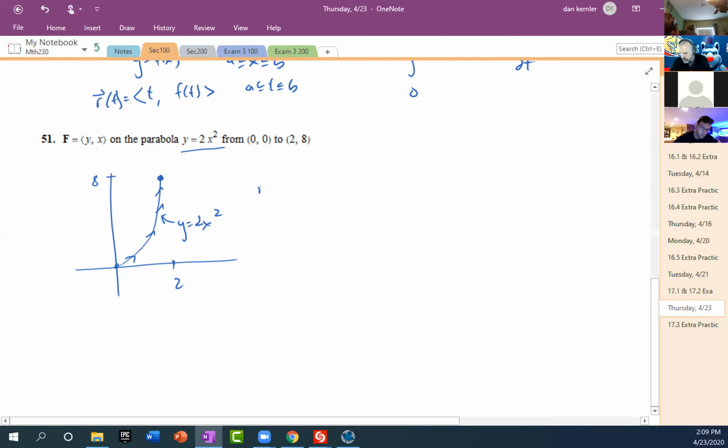The first thing we need to do is parameterize our curve. We talked about this. This is a perfect example of what Rudy had asked. We'll just do t and 2t squared. With that in mind, what would be the bounds for t? Christian is correct, 0 to 2.